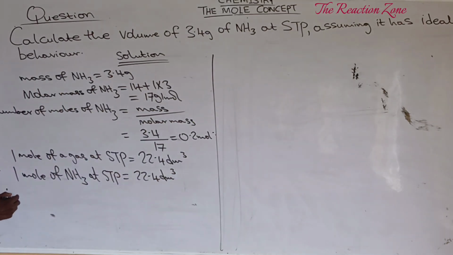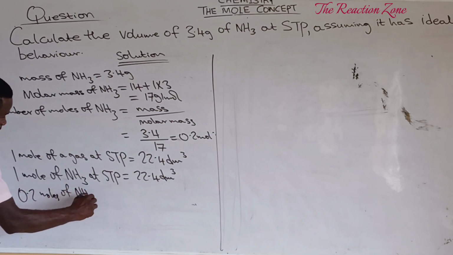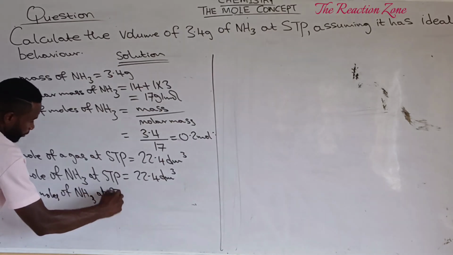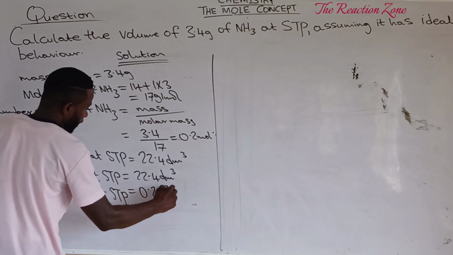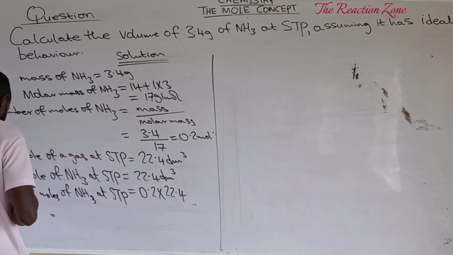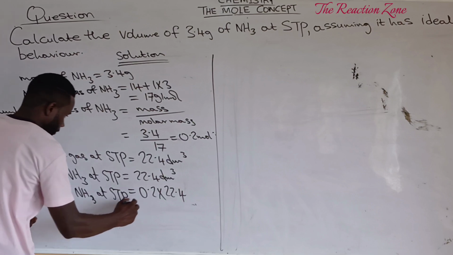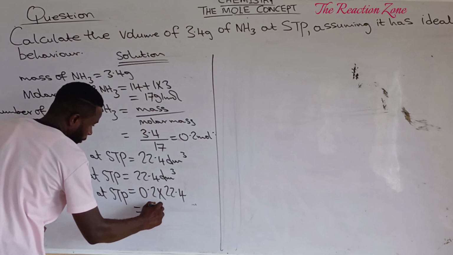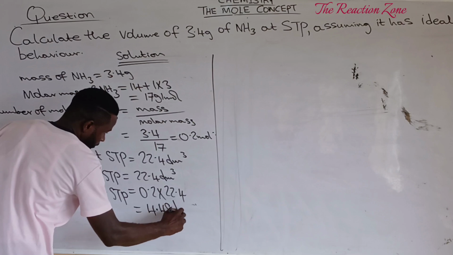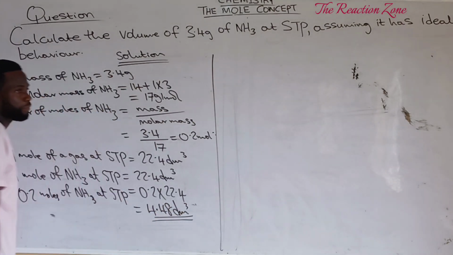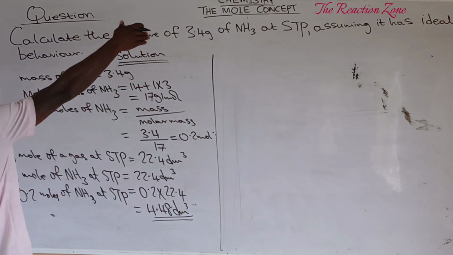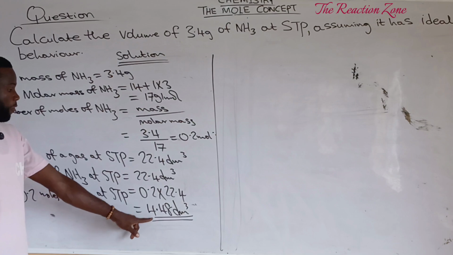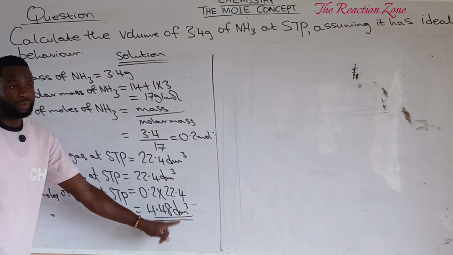So if this is the case, it therefore means that 0.2 moles of ammonia at STP will occupy a volume of 0.2 times 22.4. And this is going to give us 4.48 dm³. So what this means is that the volume of 3.4 grams of ammonia at STP is 4.48 dm³.